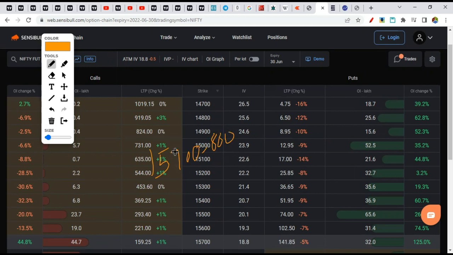You can say between these two, any of them can act as a resistance. Usually resistances and supports act better on multiples of 500. So 15,500, 16,000, or even 14,500, 15,000. These are the main levels. Apart from that, this is also a good area of resistance. So this is the band on the upper side. That's what I think. And on the lower side, 15,000 would be the second band.